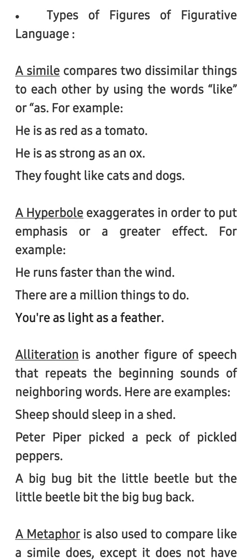Now, then we have hyperbole. A hyperbole is an exaggeration. When you exaggerate in something, a hyperbole exaggerates in order to put emphasis or a greater effect, to emphasize something, to make your point clear, or to have a greater effect. For example, when you say he runs faster than the wind. Technically, that's impossible. You can't run faster than the wind, can you? But what you want to emphasize here is that person was very fast.